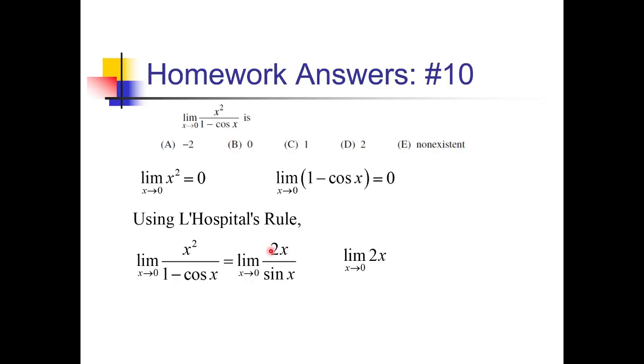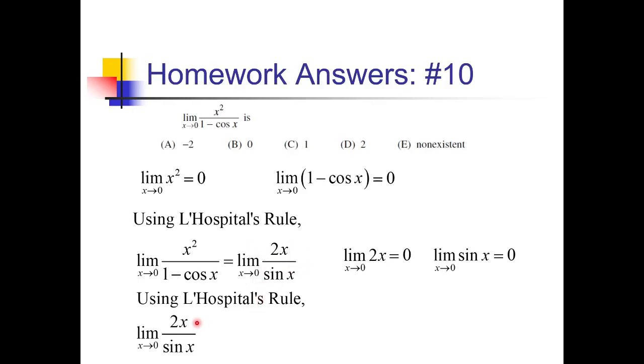Now the limit of 2x as x approaches 0 is again 0, and the limit of sine of x as x approaches 0 is also 0. So I've got the indeterminate form going on again, which means that I can go another round of L'Hopital's if I want. So taking my intermediate limit and taking my derivatives again, derivative of 2x is 2, and derivative of sine of x is cosine of x. Well, I'm definitely not getting 0 over 0 this time, but what do I get? Well, cosine of 0 is 1. 2 over 1 just gives us 2. So that's going to give us choice D.